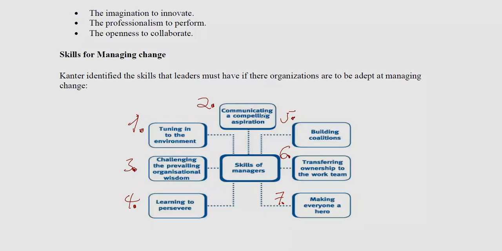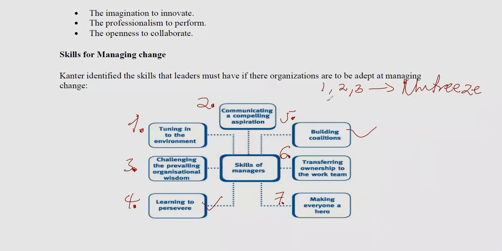Now, if you look at tuning into the environment, communicating your aspirations, and challenging the wisdom, are you getting it? If you look at 1, 2, 3 and relate it to Lewin, it's like what? The unfreeze part, right? You are unfreezing. Here you are communicating, you are challenging, you are moving them from what they used to be in. And then learning to persevere and building coalitions.